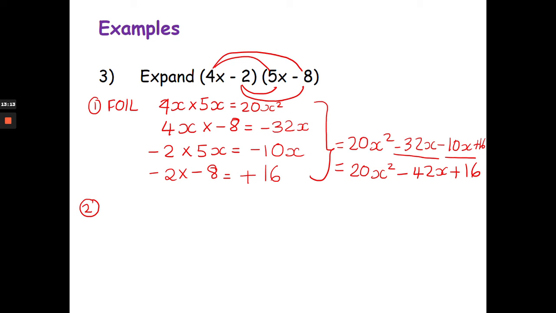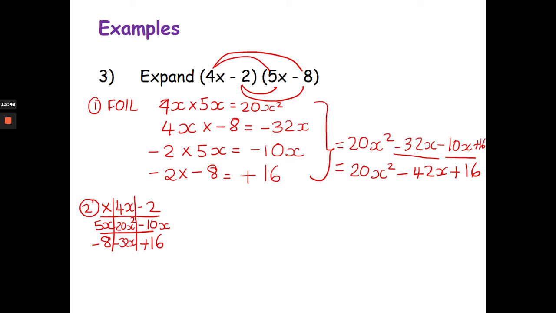but I am going to go through the other two. So we've got a little grid. I'm going to put a little cross in the middle, sorry. Then we've got 4x minus 2 and 5x minus 8. 4x times 5x is going to give me 20x squared. Minus 2 times 5x gives me minus 10x. 4x times minus 8 gives me minus 32x. Minus 2 times minus 8 gives me plus 16.